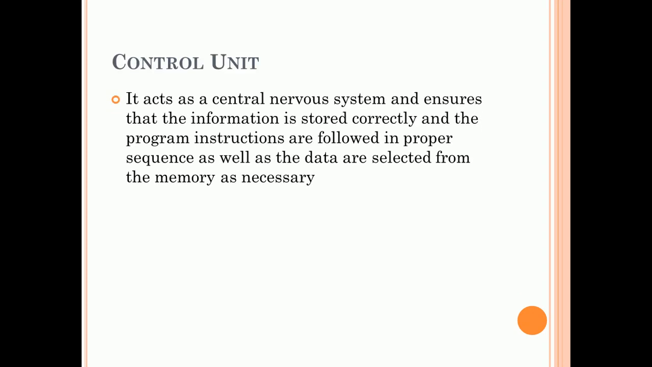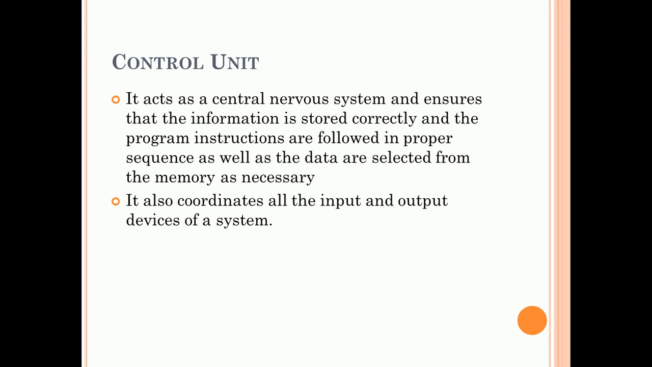Third is the control unit. It acts as the central nervous system and ensures that the information is stored correctly. It ensures that the information is stored in the correct storage location and in the correct format, and that the program instructions you give are followed in a proper sequence, as well as that the data are selected from the memory as necessary. It also coordinates all the input and output devices of the system, checking whether they are working properly or not.